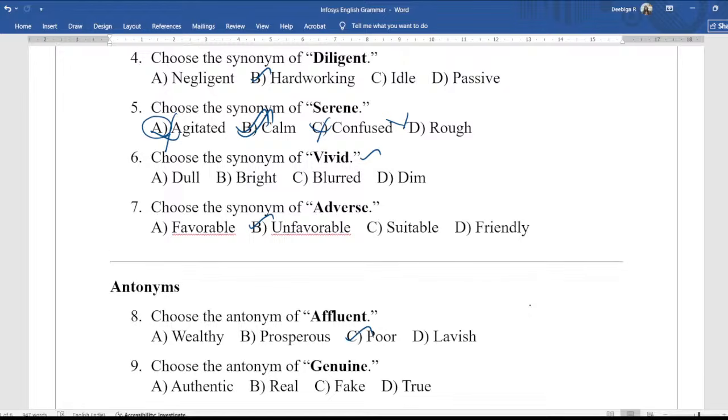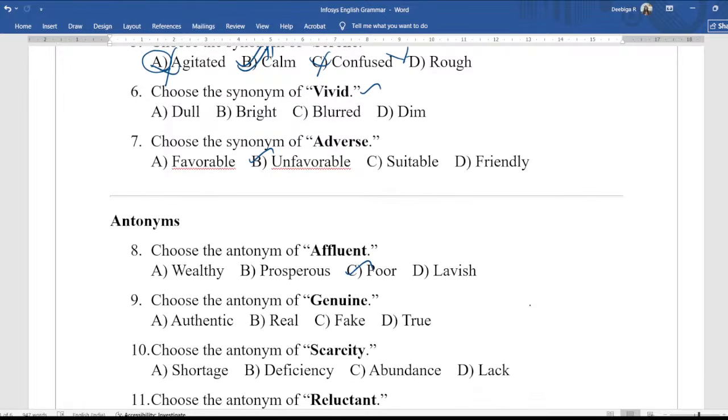Choose the antonym of genuine. So we all know that being genuine is authentic, real or true. So the antonym would be fake. Scarcity means something that is very less in quantity, like shortage, deficiency, lacking. So if it is more in quantity, we would say abundance.